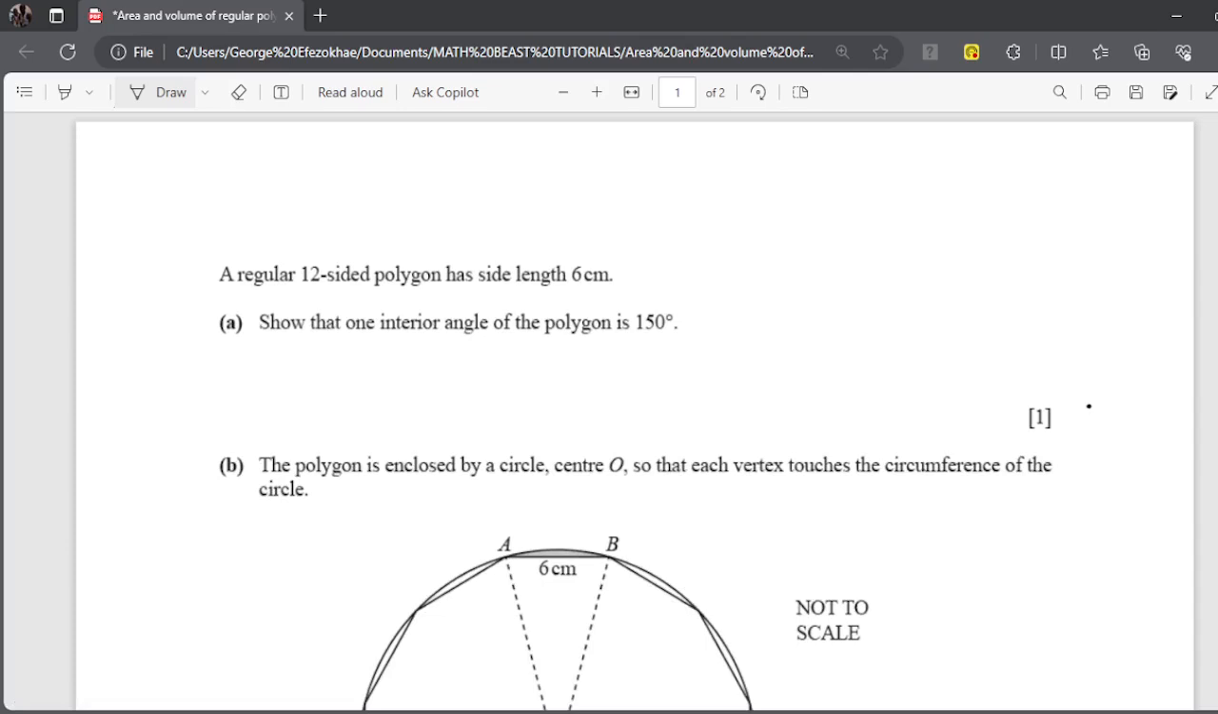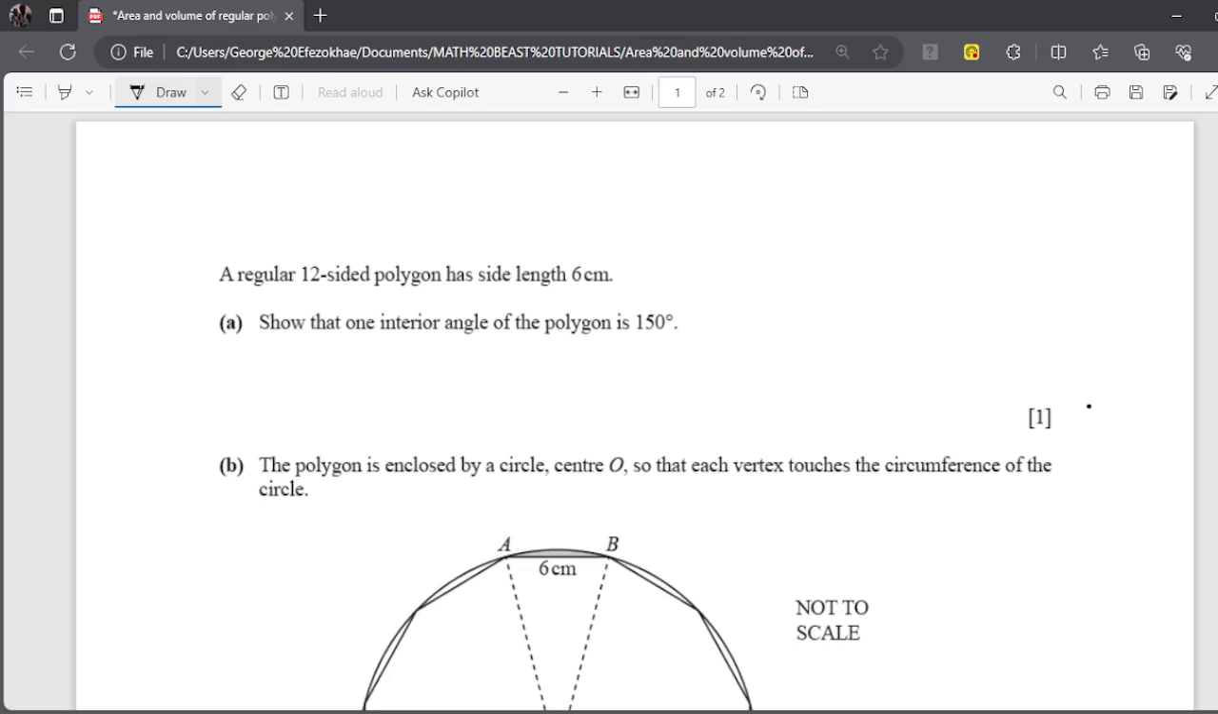cross-section. So the first question here is a 12-sided polygon has side length of 6 cm. Show that one interior angle of the polygon is 150 degrees.